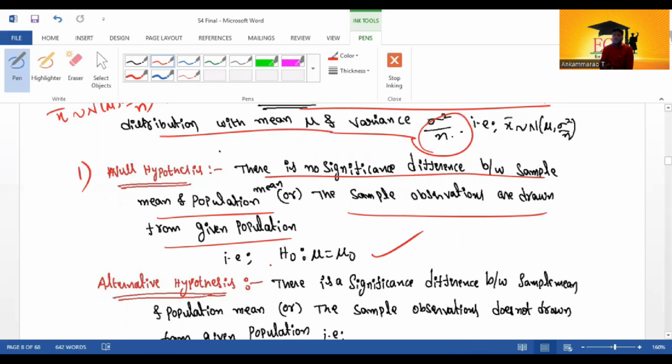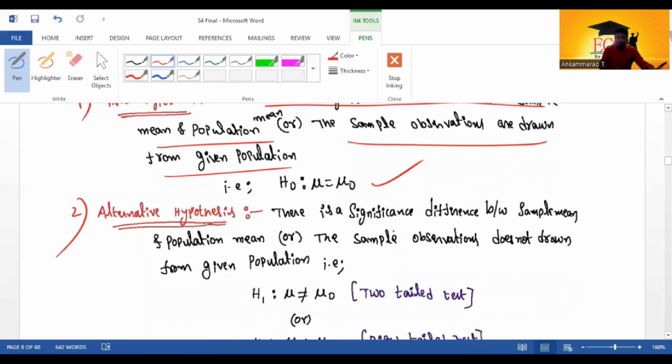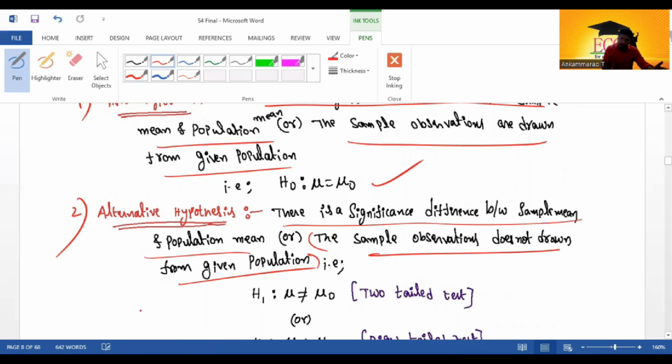That is H naught mu equal to mu naught. Step 2 is alternative hypothesis. There is a significant difference between sample mean and population mean. The sample observation does not drawn from given population. మీ ఇష్టం ఇది రాస్తే రాయొచ్చు, రాయకపోయినా నో ప్రాబ్లం అన్నమాట. కంపల్సరీ ఇది రాయాలి. There is a significant difference between sample mean and population mean.